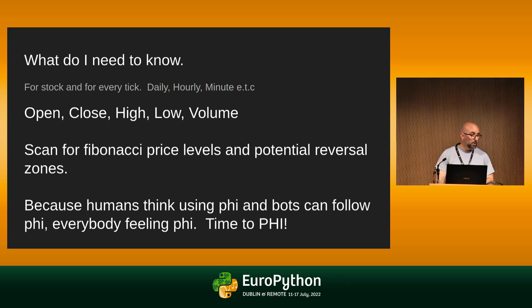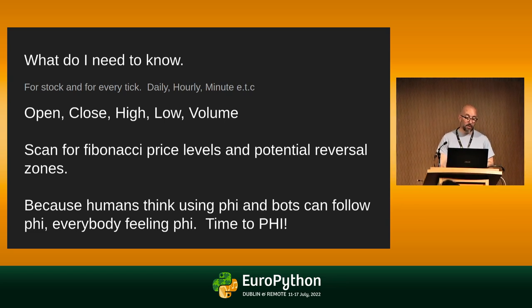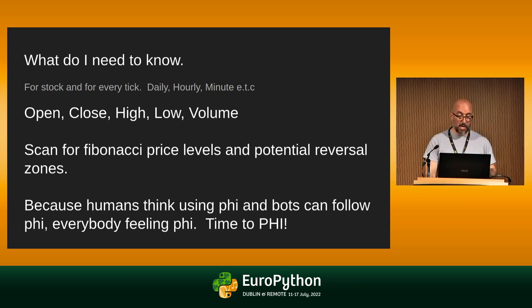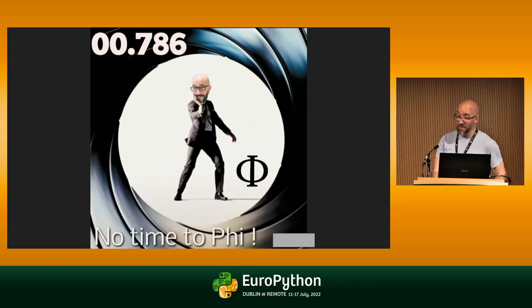But what you want to do is more important than just the code right now. Just in your head, you want to get the open, low, high, close. You want to scan for Fibonacci price levels and reversal zones. Humans think that way. Phi works that way. Bots can follow Phi. Everybody feeling Phi? Time to Phi. No time to Phi.